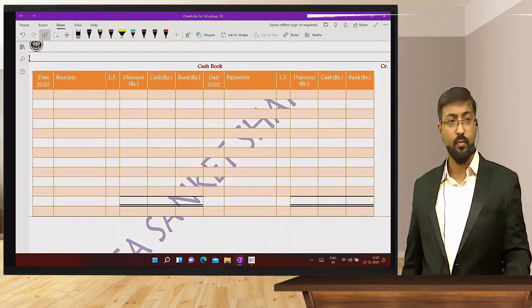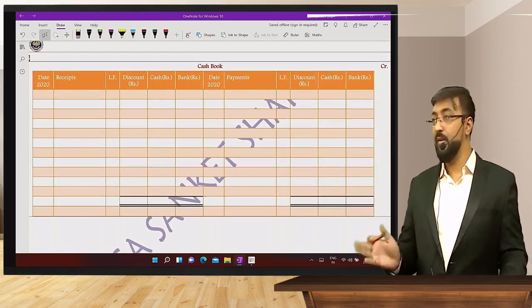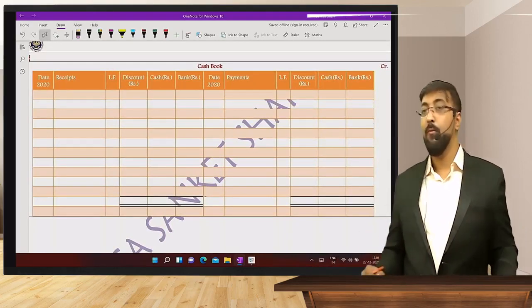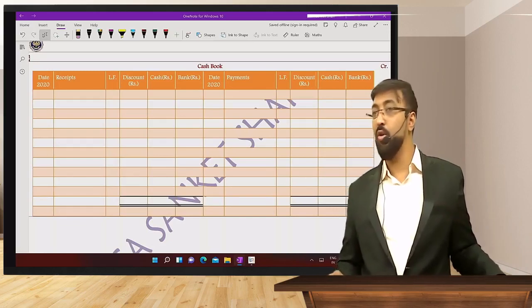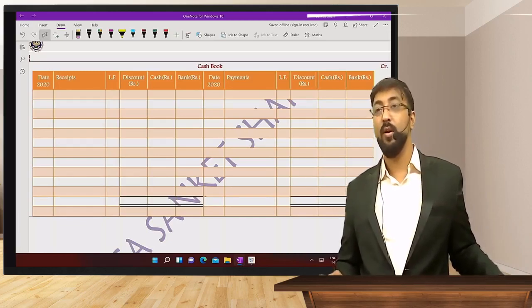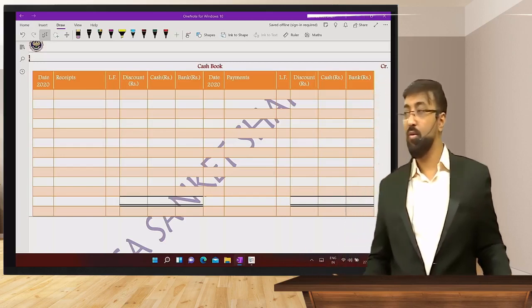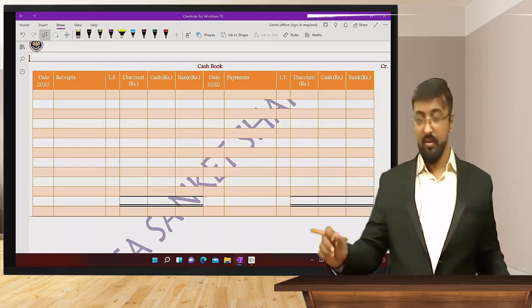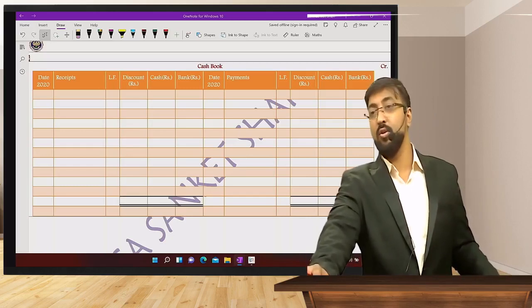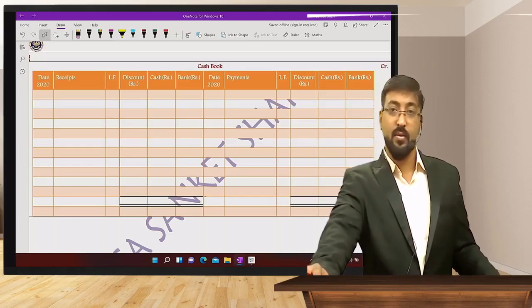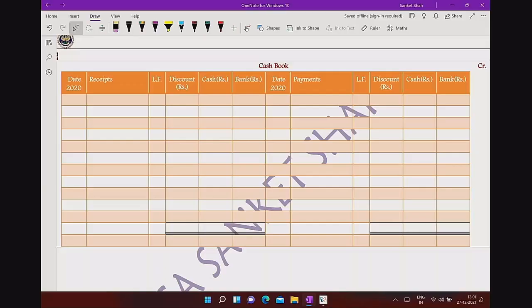Cash book. Take on two pages, better. It's difficult to fit it on one page, so it's better to take it on two pages. You had already taken. Why? Yes. Do one thing. Take on next page. Two pages. Otherwise, you can do it horizontally. Yes. Chalo. Columns, date, receipt, discount, cash, bank.